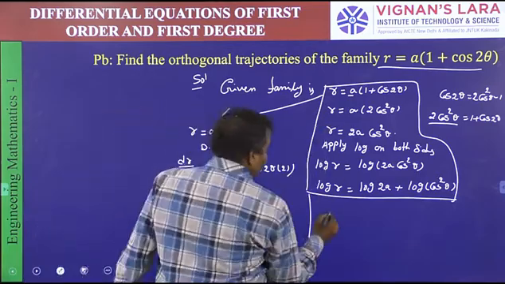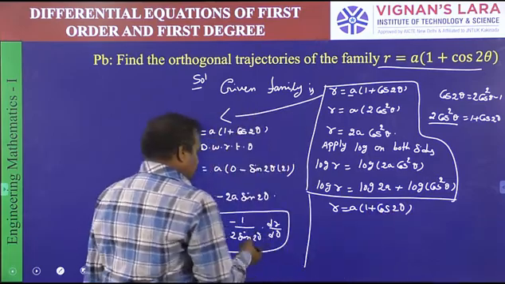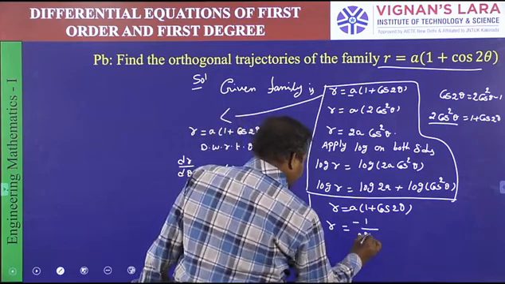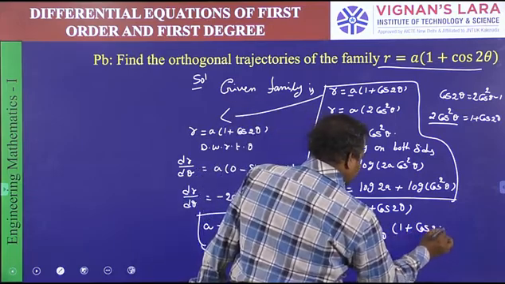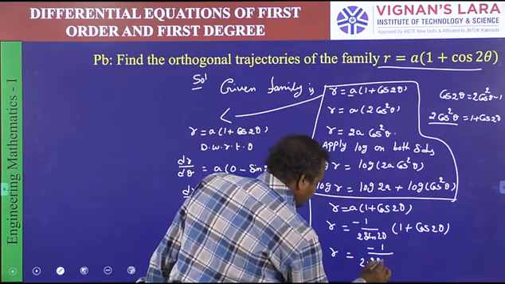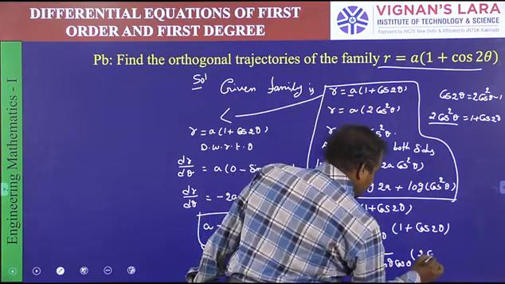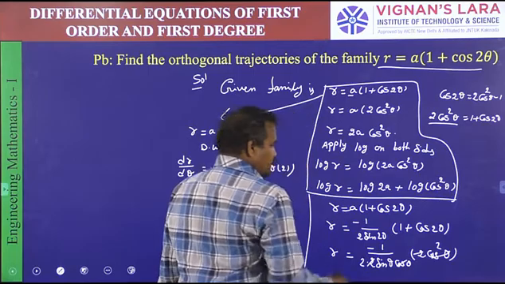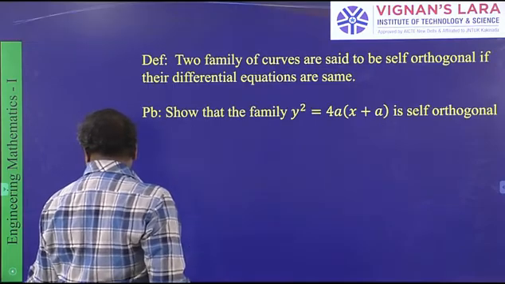So from r is equal to a into 1 plus cos 2 theta, substitute the value of a in this. r is equal to minus 1 by 2 sin 2 theta into 1 plus cos 2 theta into dr by d theta. Here sin 2 theta can be written as 2 sin theta cos theta, and 1 plus cos 2 theta is 2 cos square theta. The 2 gets cancelled, one cos theta gets cancelled. What is remaining? Cos by sin is cot. So minus 1 by 2 cot theta.